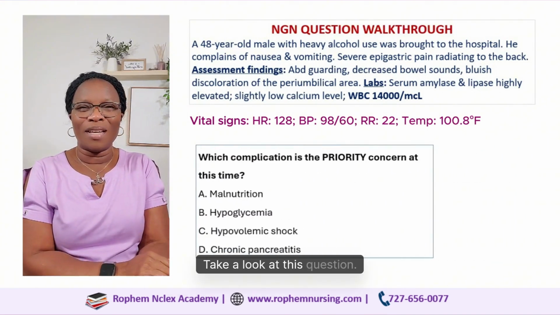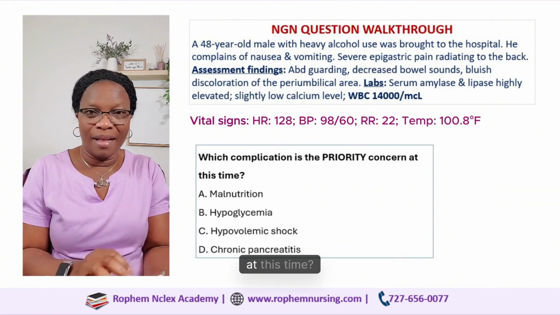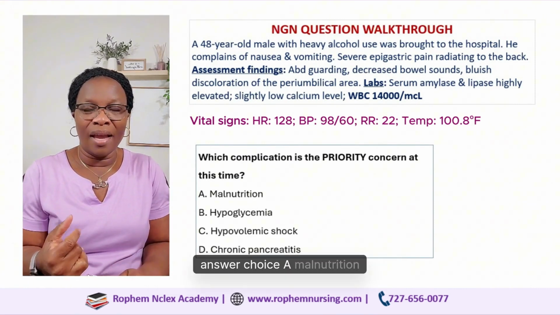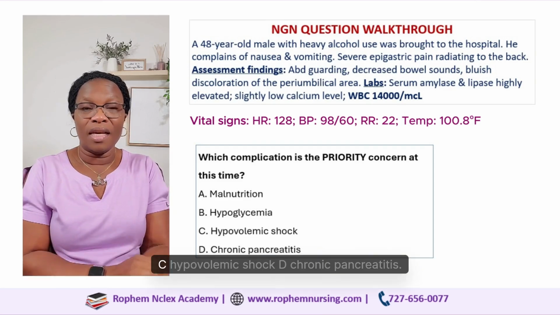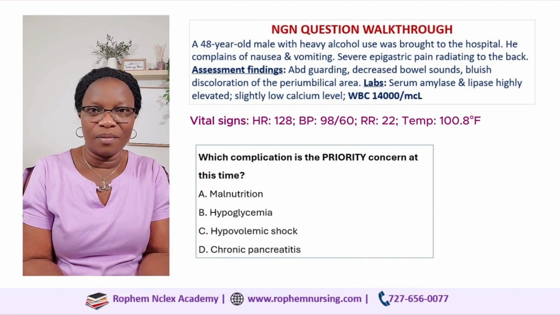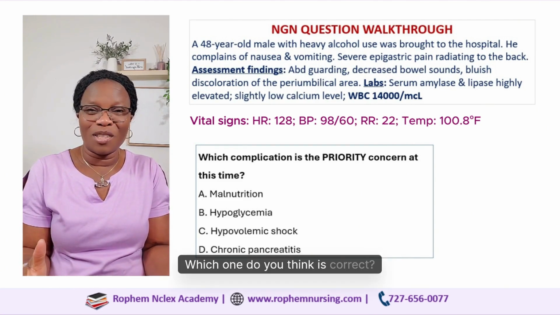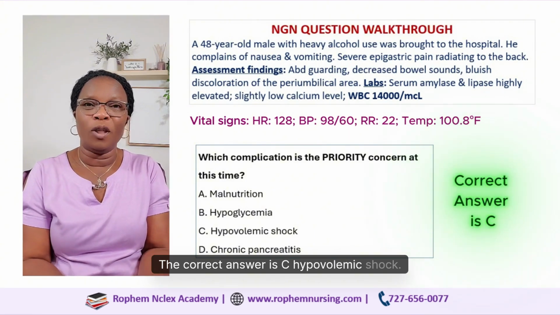Take a look at this question. Which complication is the priority concern at this time? Answer choice A, malnutrition. B, hypoglycemia. C, hypovolemic shock. D, chronic pancreatitis. Which one do you think is correct? The correct answer is C, hypovolemic shock.